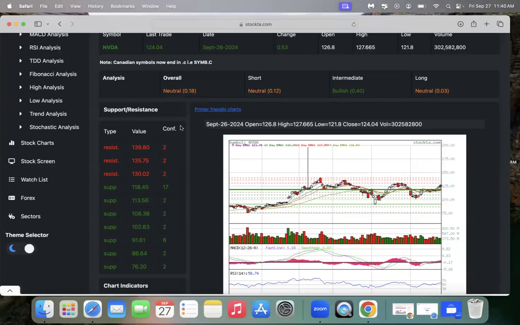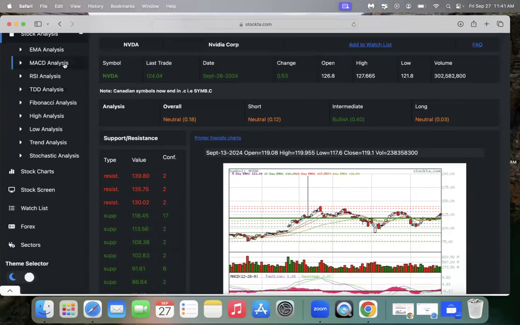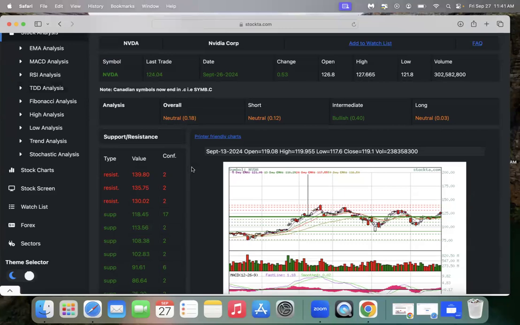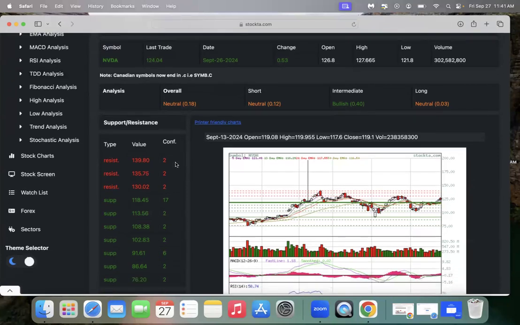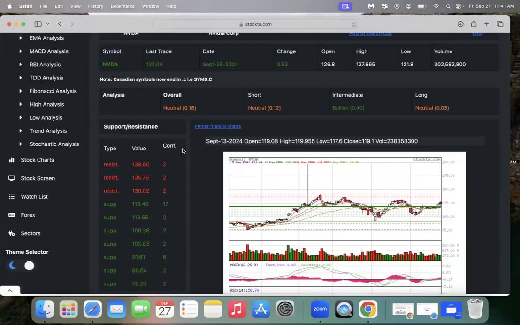So we use a confluence system. Confluence basically means the strength of the support and resistance levels. We measure and map all these different indicators on the side to come up with where things meet. So the higher the confluence, the more significant. And you can use this to go both ways, whether you're long or short.